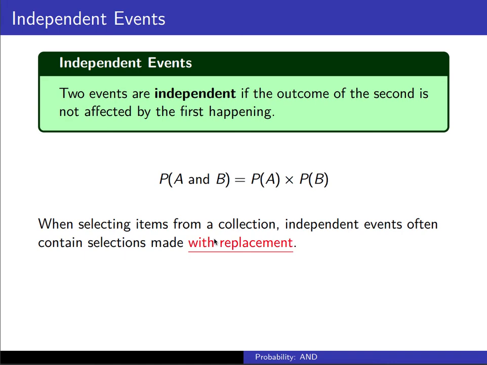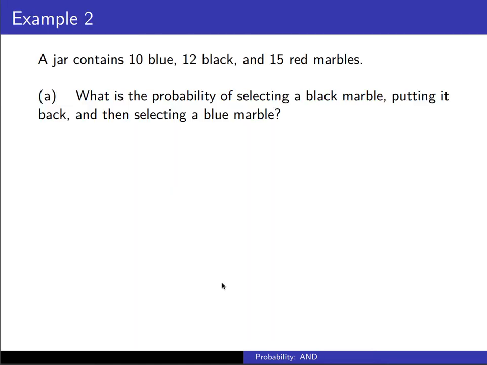When selecting items from a collection, independent events often contain selections made with replacement. So we take something out of a collection, maybe a hat or a box, and we make note of it, and then we put it right back in. That's done with replacement. So example 2: a jar contains 10 blue, 12 black, and 15 red marbles. What is the probability of selecting a black marble, putting it back, and then selecting a blue marble? So we're reaching into this jar blindfolded, or maybe we can't see the contents at all, and we want to know the chances we draw a black marble out of the jar, put it back, and then select a blue marble.